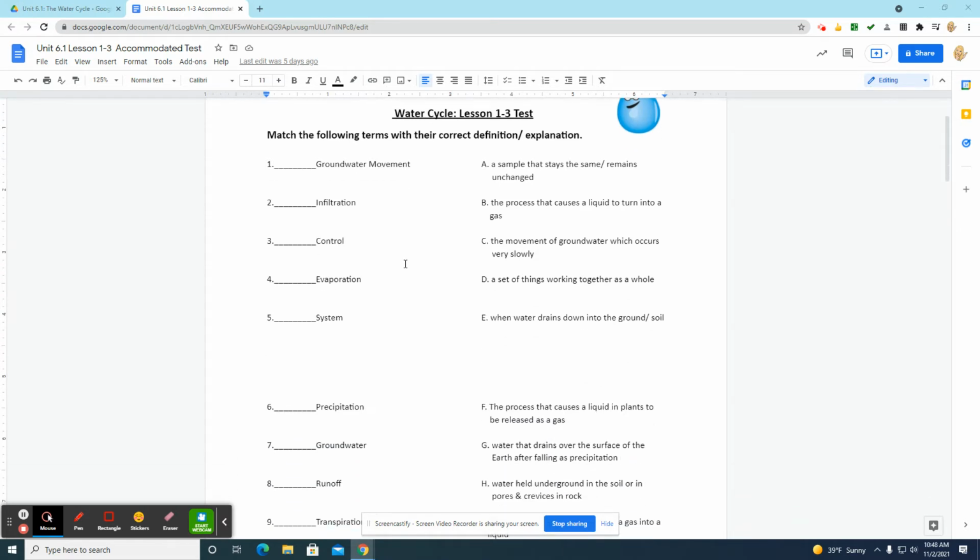In each section, I'm going to read the terms first and then read the definitions. Again, if you need to pause at any point, please feel free to. All right, number 1 is groundwater movement. Number 2, infiltration. Number 3, control. Number 4, evaporation. And number 5, system.